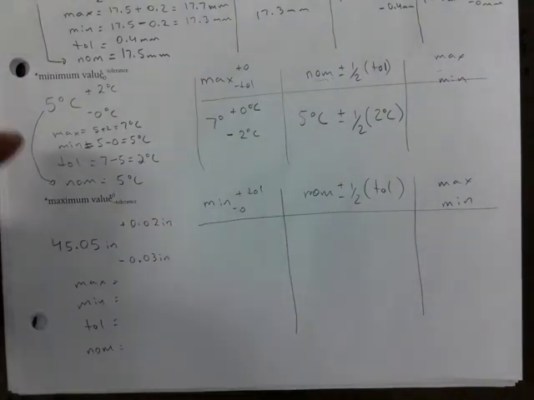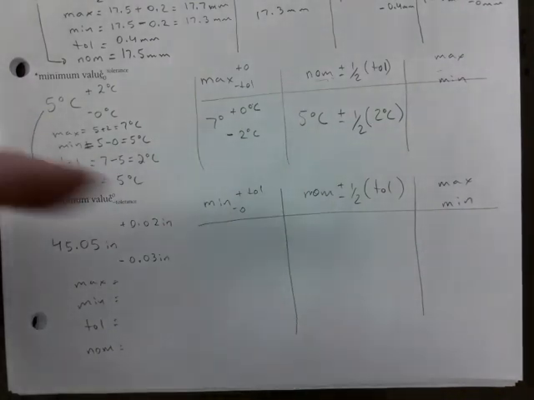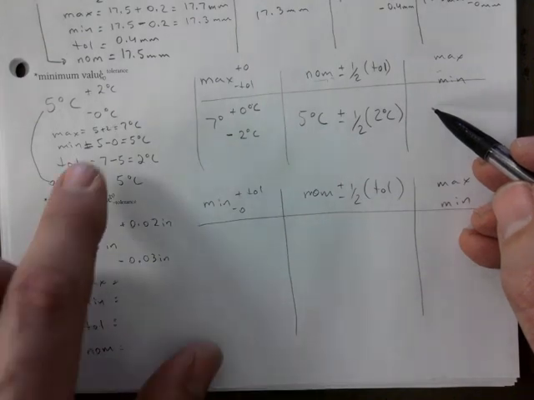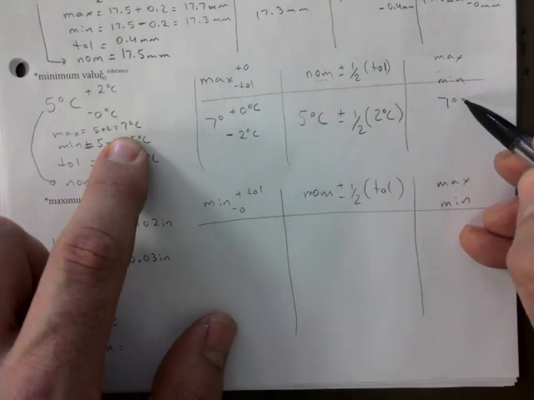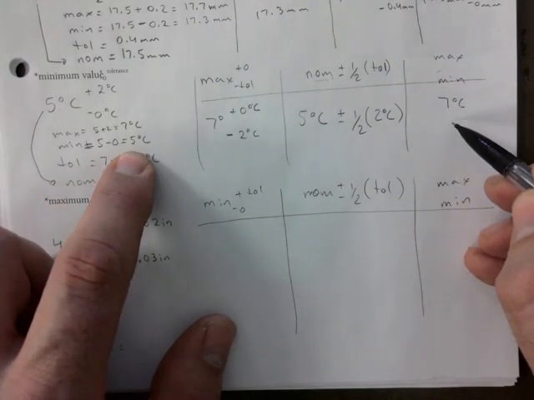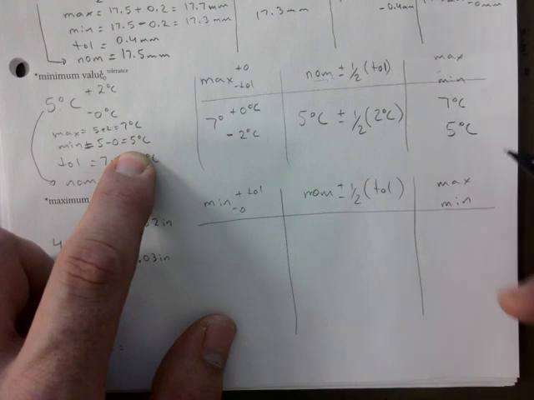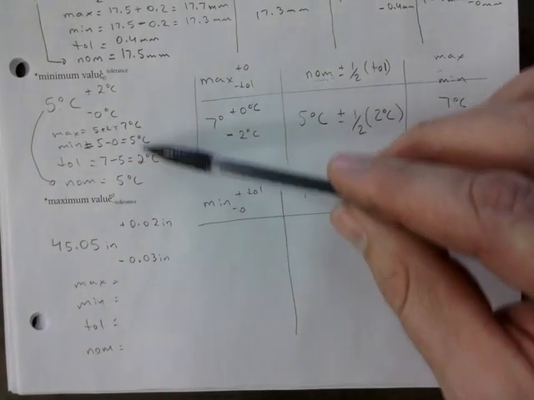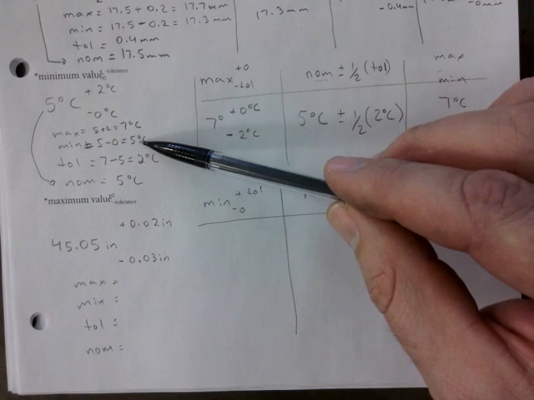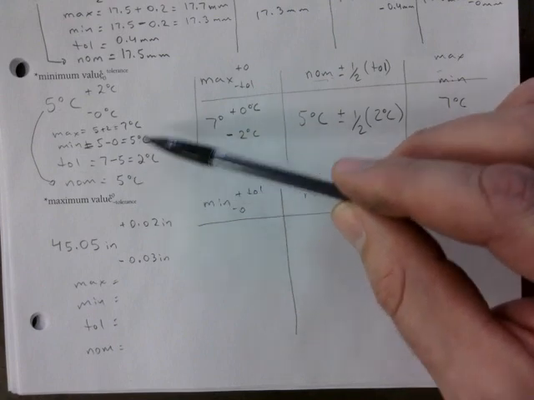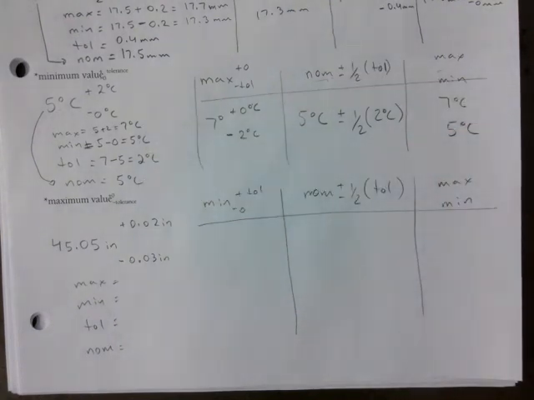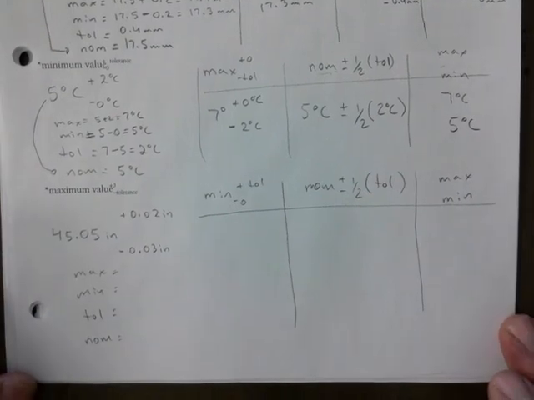As I'm telling you, these are the pieces you need to write all of the other ones. What's your max? I'm glad you asked. I already figured it out. Your min is 5 degrees Celsius. And doesn't something seem weird about this? You see that the min is also the nominal? That's okay. It happens. That's just fine. It will happen from time to time.